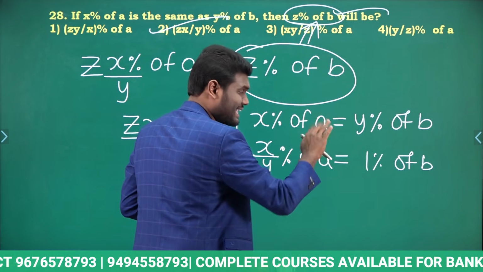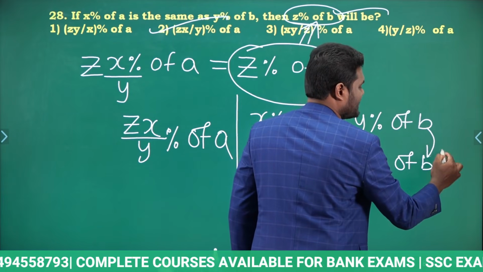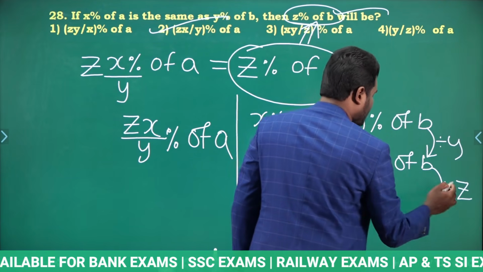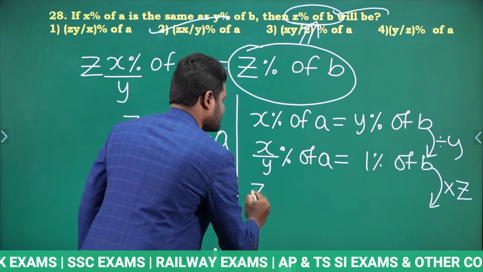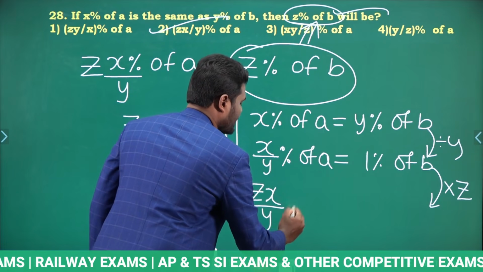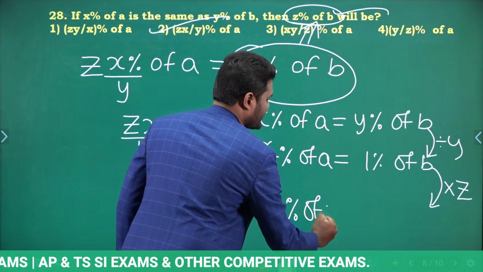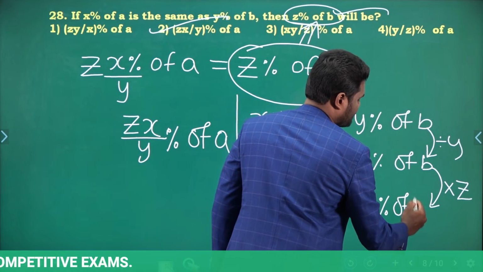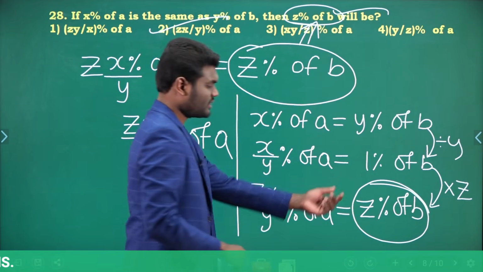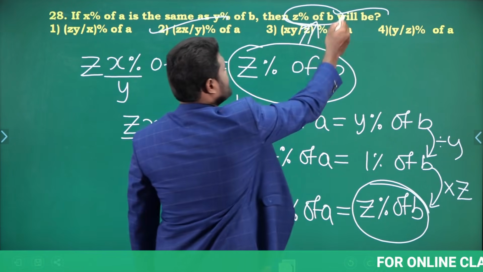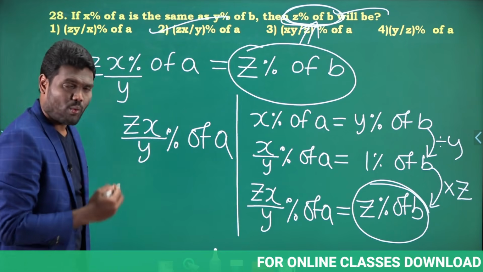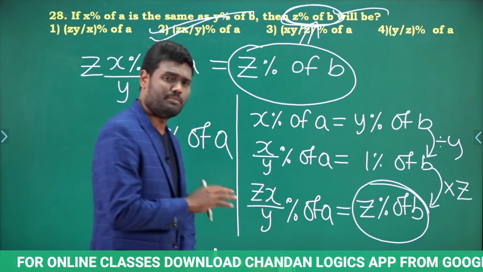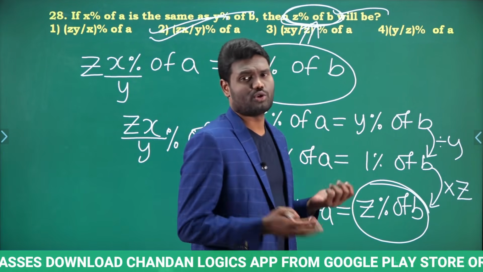After dividing with y, next multiply it with z. When you multiply this with z, this is going to be zx by y percent of A is equal to z percent of B. Now your question is, what is z percent of B? Z percent of B is nothing but zx by y percent of A, which is option 2. Very simple and basic question. Even this calculation is not required.